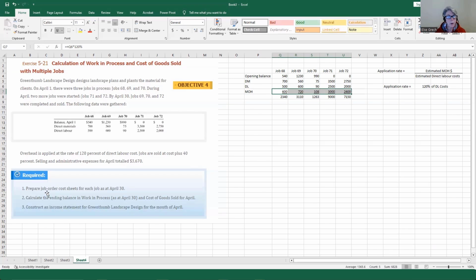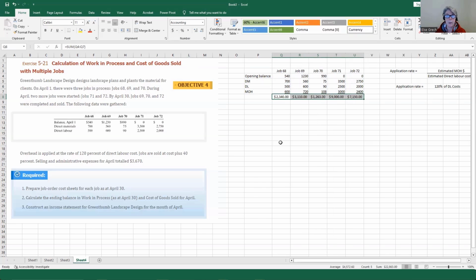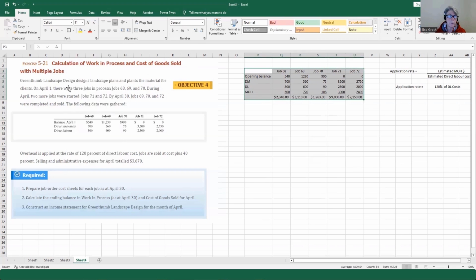So, prepare job order cost sheets for each job as of April 30th. This is the job order cost sheets. We know that this is equal to a dollar value. There we go. So we have the job order cost sheet right here. I'm going to put a box around it so we clearly understand what we're doing. That's the job order cost sheet.